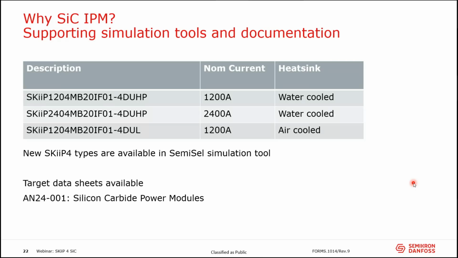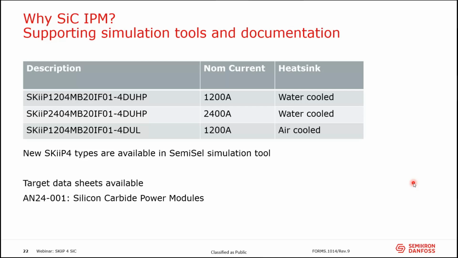We have following SKiiPs available at the moment as samples. As already said, at the moment it's water and air-cooled versions, but we are open for discussion about customized versions. So if you have some other heatsinks in mind, this is not a problem for the SKiiP. In general, we have special requirements to the heatsinks, but no restrictions that some of the heatsinks cannot be used.